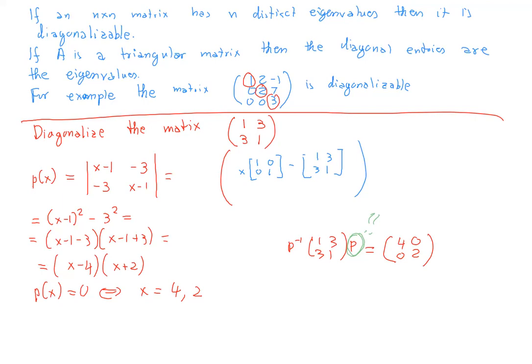Are there any questions so far? So we still need to find that matrix P. We're going to give it a name. We're going to call this matrix P the diagonalizing matrix. So this is going to be called the diagonalizing matrix.